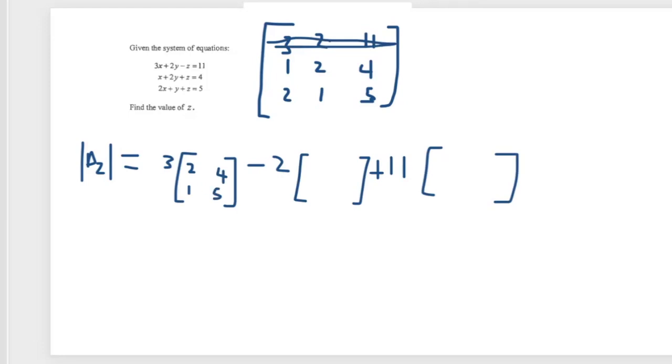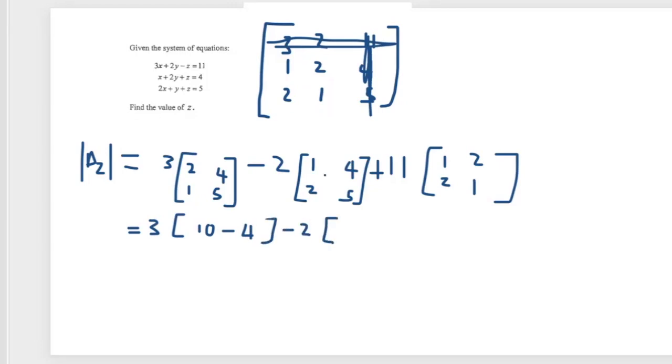Still remove the first row, but now the center column. And I'll have 1, 2, 4, 5. Then I remove the last column. So I'll have 1, 2, 2, 1. So find the determinant of the 2 by 2. I will say 5 times 2 is 10, minus 1 times 4 is 4. Minus 2. Then we have 1 times 5 is 5, minus 2 times 4 is 8.